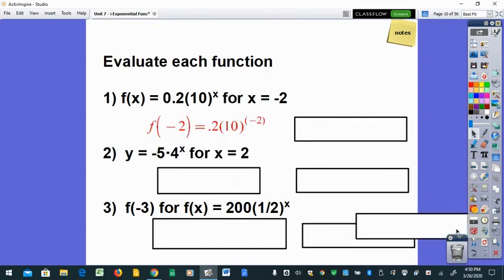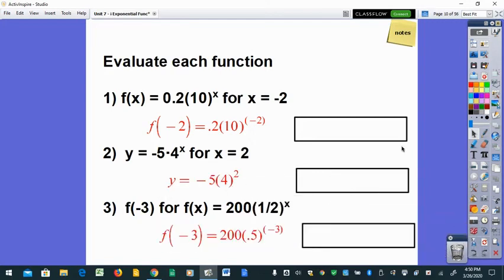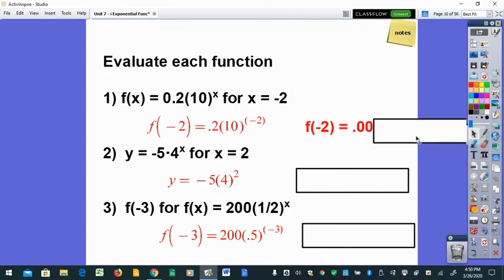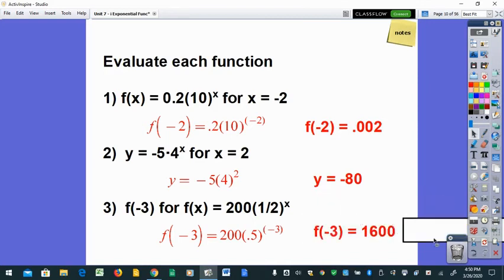Okay, so this was the math that you should have been doing in the calculator, just to make sure we're good. And when you inputted the -2, I'm hoping that you saw 0.002. Y would have equaled -80 when you inputted the +2. And for f of -3, you should have gotten 1,600. If you're having any problems with the calculator, please let me know via email, and we can check what you're doing.